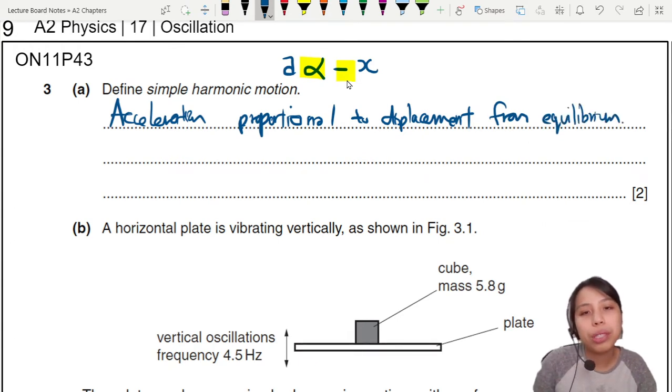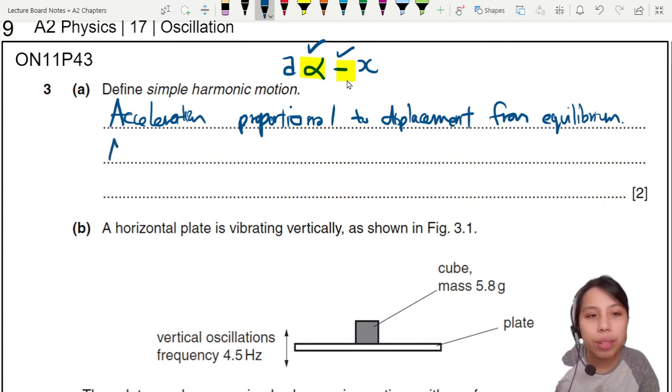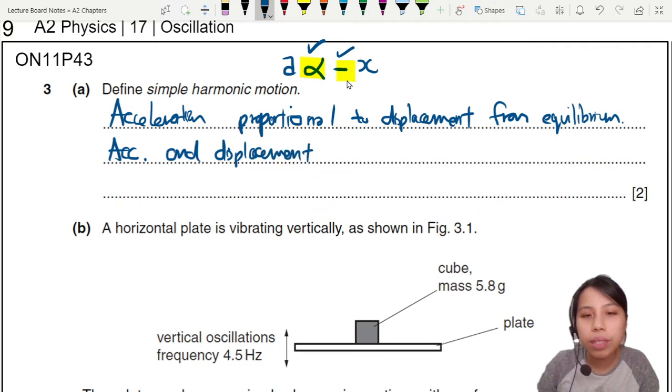Okay, so we got the proportional sign out of the way. Let's talk about the negative sign. What does the negative tell us? The negative just tells you that acceleration and displacement are in opposite directions. So we need to talk about that. Second point, acceleration and displacement are in opposite directions.